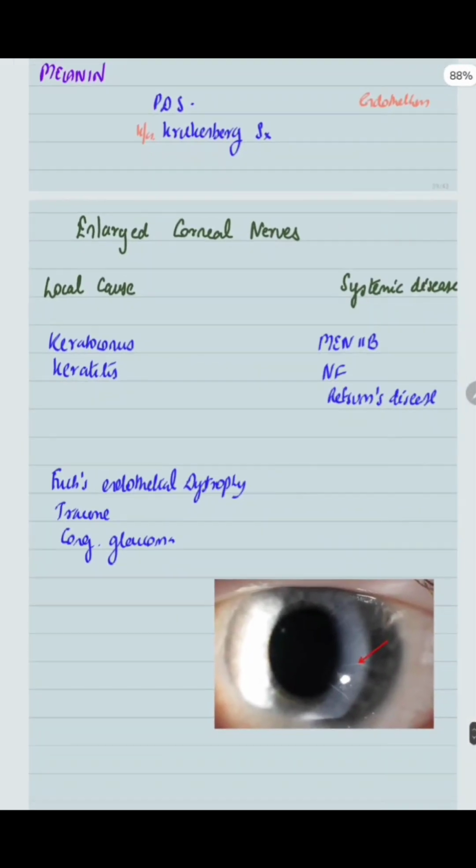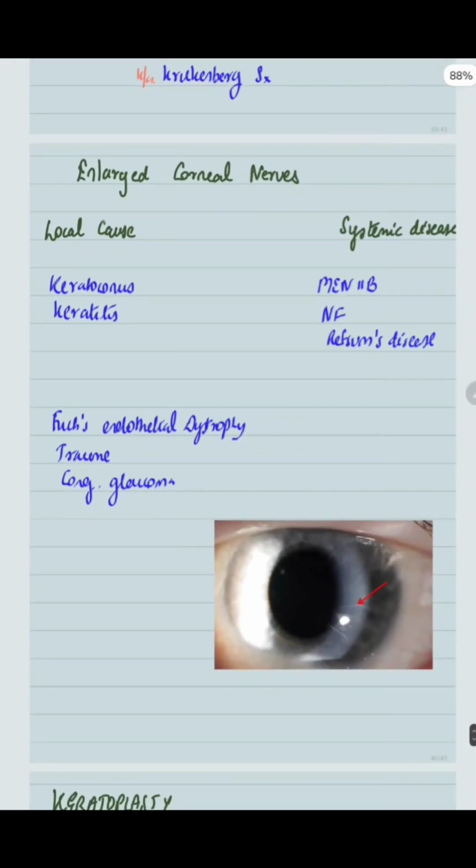Next is enlarged corneal nerves. Local causes can be due to keratoconus, keratitis. It is most commonly seen in acanthamoeba keratitis, most characteristic of acanthamoeba keratitis. Then Fuchs endothelial dystrophy, trauma, congenital glaucoma are the local causes for enlarged corneal nerves. Now coming to systemic causes of enlarged corneal nerves, they are neurofibromatosis, Refsum's disease.